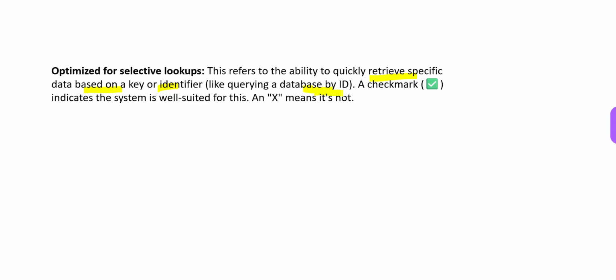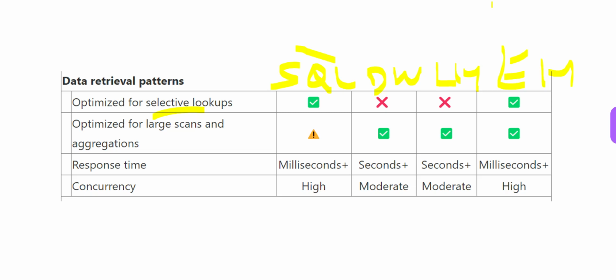So the check mark is indicating this system is well suited. That means SQL is well suited, as well as this one, event house. Cross means data warehouse and lakehouse. These two are not the right place for this. SQL is more a transactional system. In event house, all events come in real time. Data is coming regularly. So selective lookups are good on these two systems.